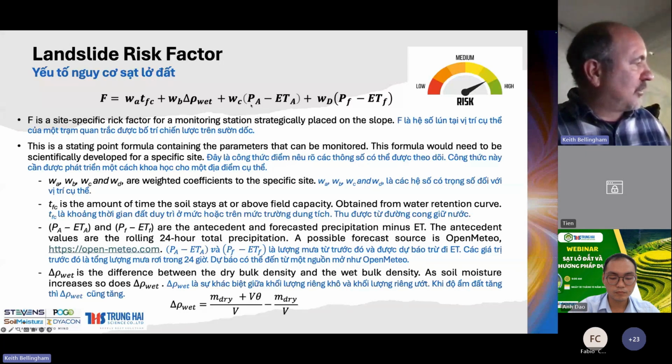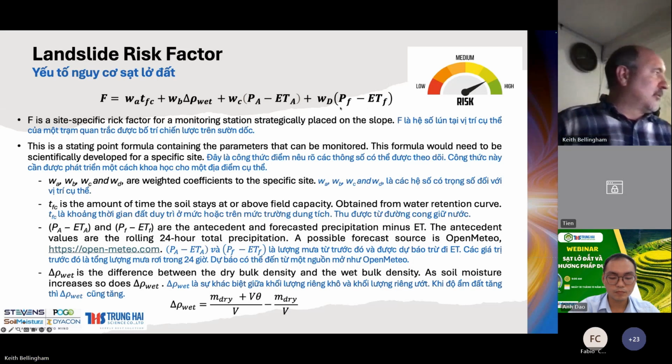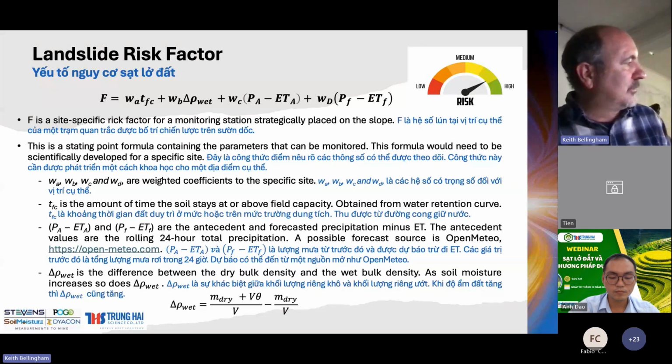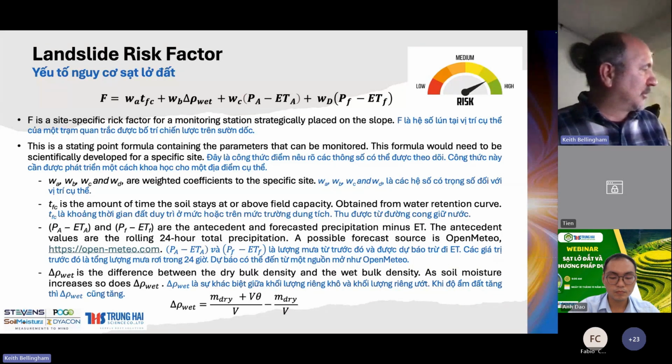The other two factors are the precipitation minus the ET over the past days or weeks. And then the final factor is the future or predicted precipitation and ET, for what's like the forecast of what's to come. That can also be included in the risk factor.